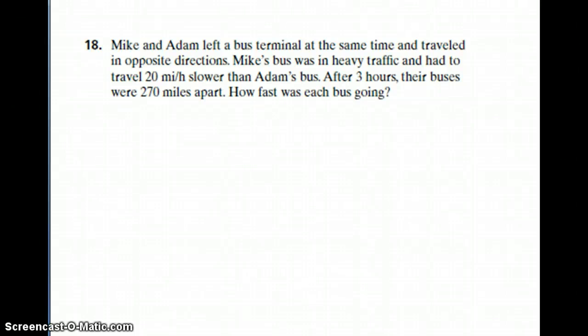Hi, this is a brief tutorial on how to solve some word problems. When you read through a word problem, the first thing that you really want to do is read what the question is asking you. So we're going to read through from the very beginning.